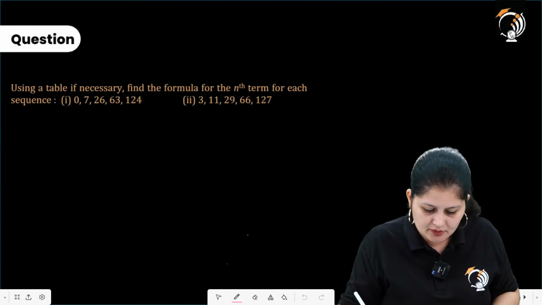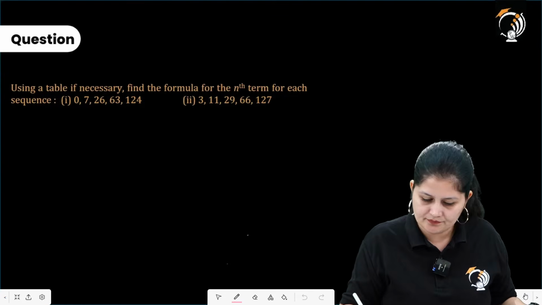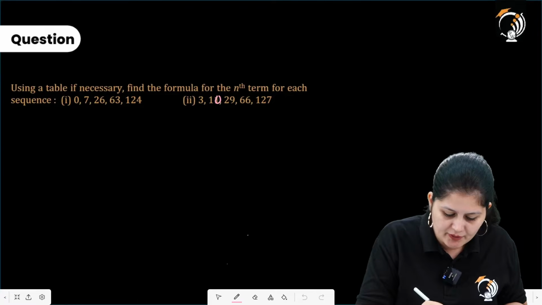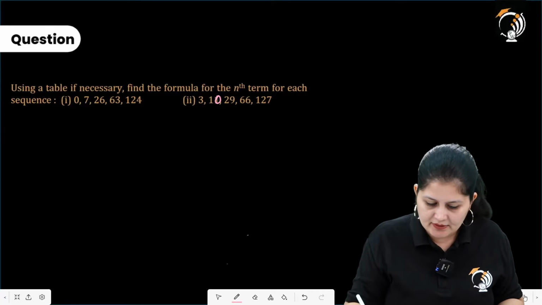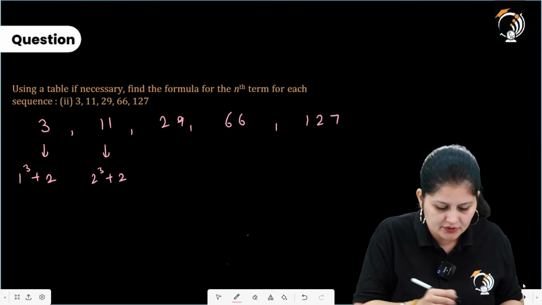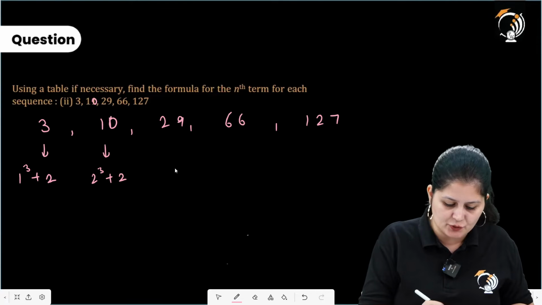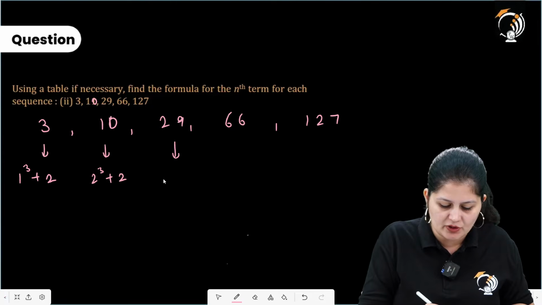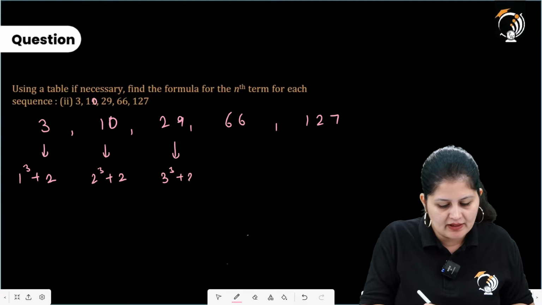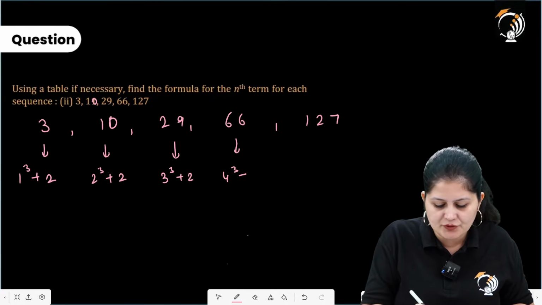Let me check. Just a second. So this digit has to be 10 here. There's an error, so I'll change it here as well. So this has to be 10, which is 2 cube plus 2. Further, this is 3 cube plus 2, this is 4 cube plus 2, and this is 5 cube plus 2.